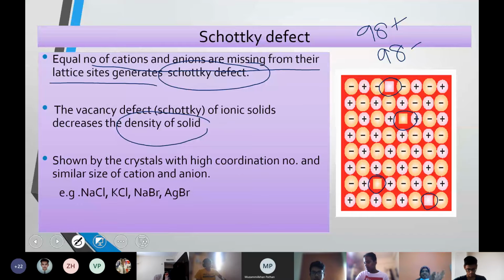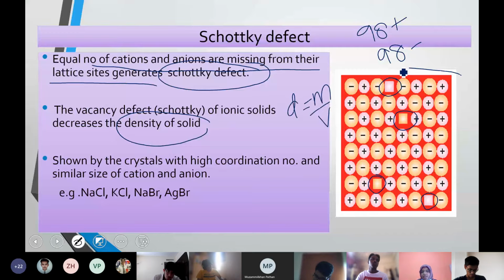An equal number of positive and negative ions are missing, which means electrical neutrality is maintained. It was supposed to be 100 plus and 100 minus, cancelling each other's charge. Now with 2 positive and 2 negative missing, there are 98 positive charges and 98 negative charges. That will cancel out, so again the electrical neutrality is maintained.